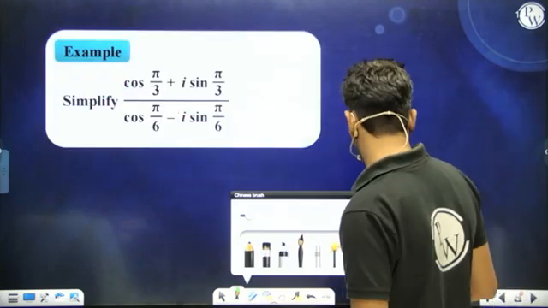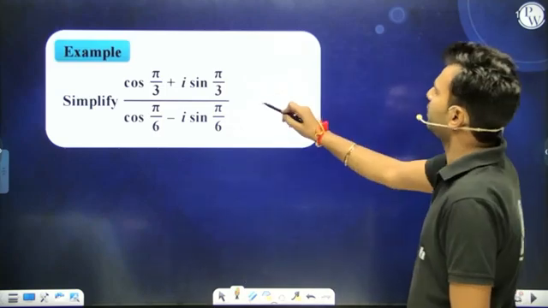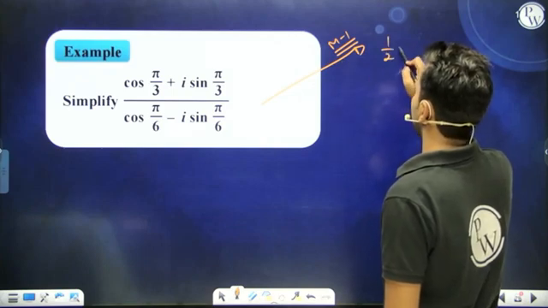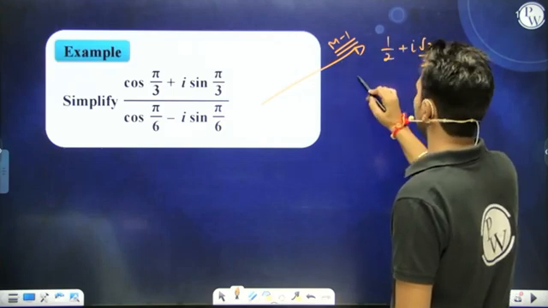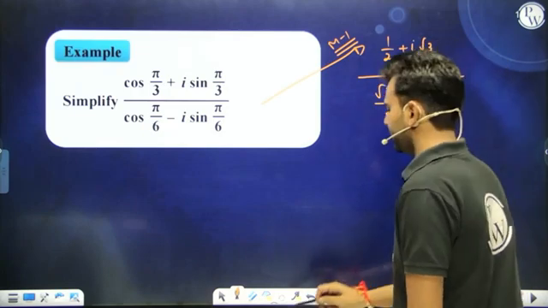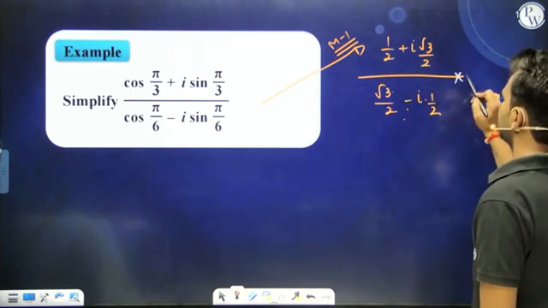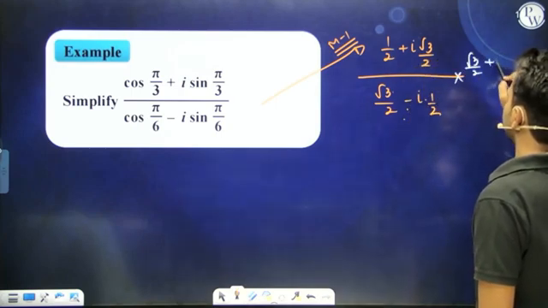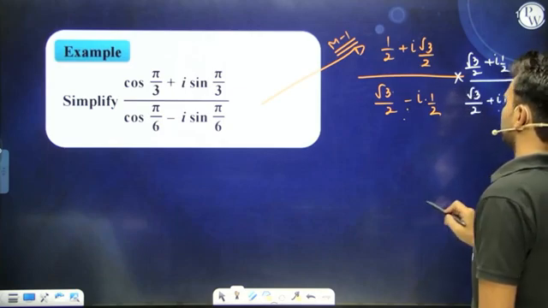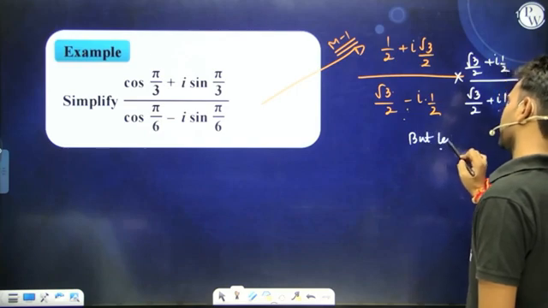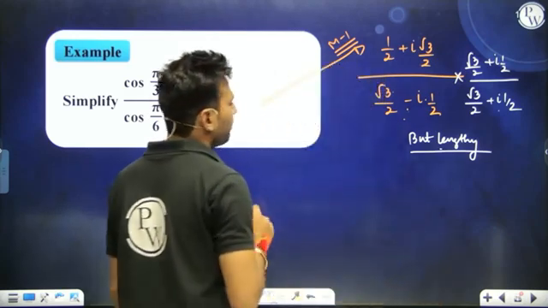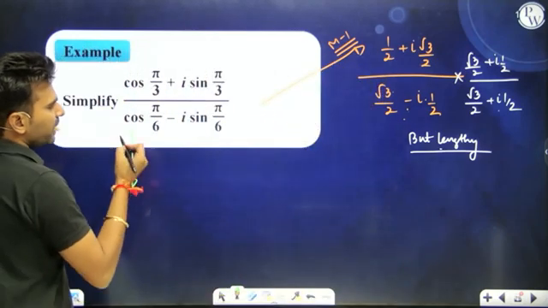Okay, talking about this now, look. Method 1 of solving the problem is like this: we know the value of cos pi by 3, it is half. We know the value of sin pi by 3, it is root 3 by 2. We know the value of cos pi by 6, root 3 by 2, and this is 1 by 2. Then we can rationalize this, and then we can solve. But lengthy. Everybody can solve by this method, but this is going to be a bit lengthy. So we need to apply something else over here.